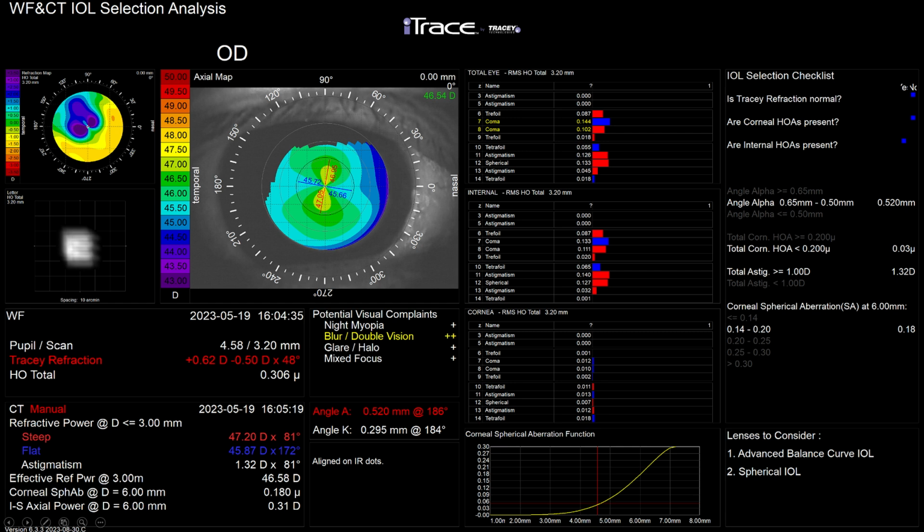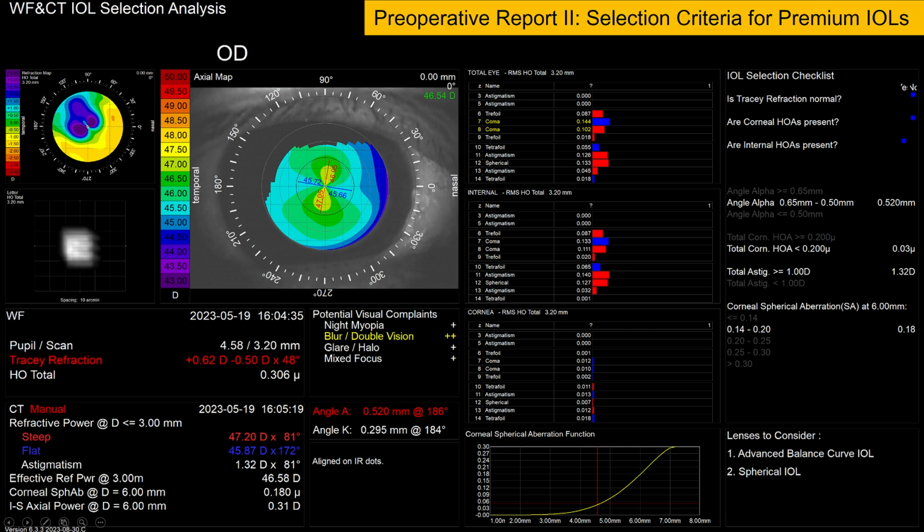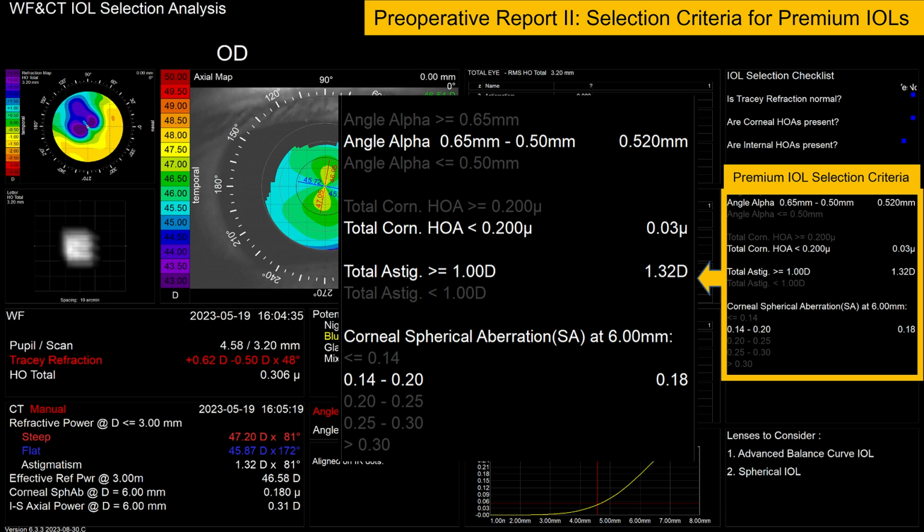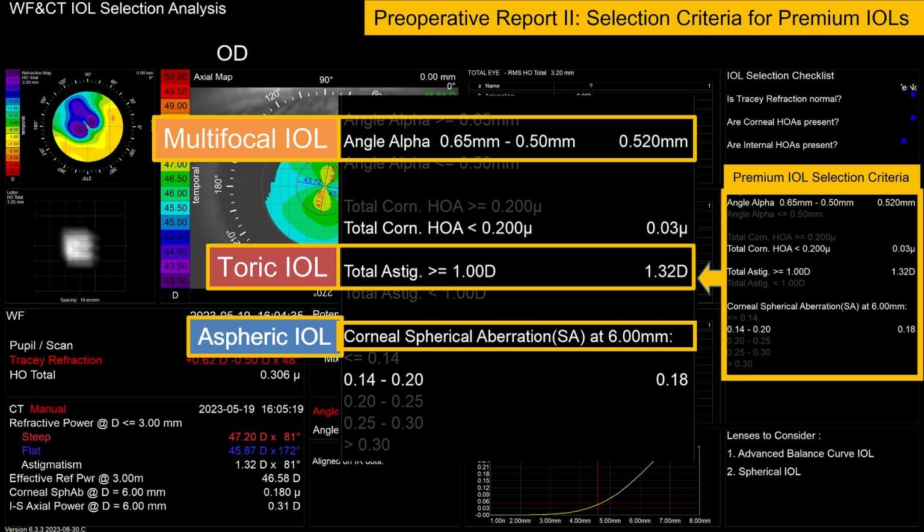How to select premium IOLs? Refer to the second preoperative report, Report 2. The second preoperative report focuses on the right side, which displays the key indicators for premium IOL selection. When zoomed in, there are four main parameters: corneal higher-order aberrations, alpha angle, corneal astigmatism, and corneal 6 mm spherical aberration. There are three common types of premium IOLs: aspheric, multifocal, and toric.